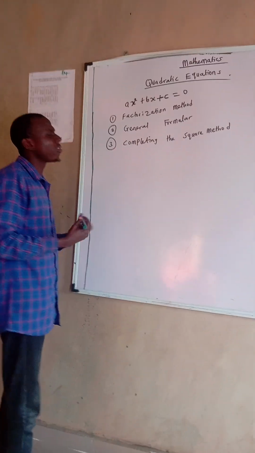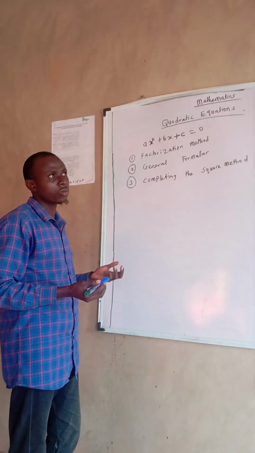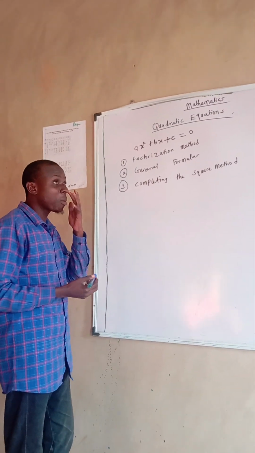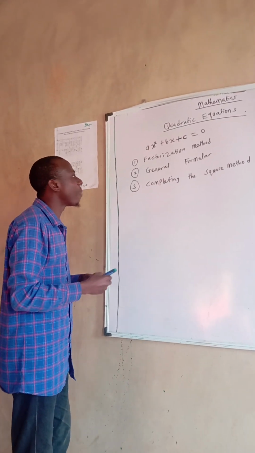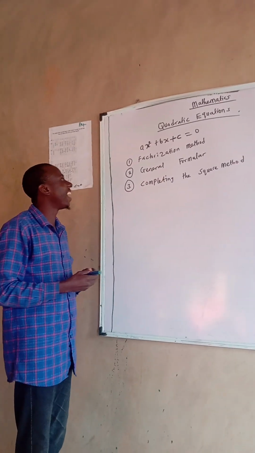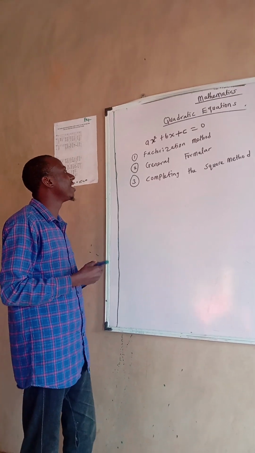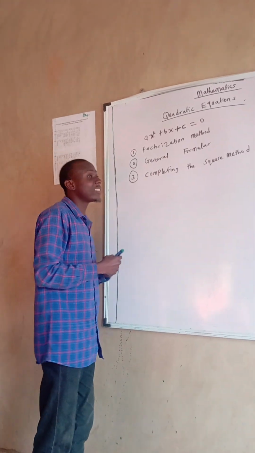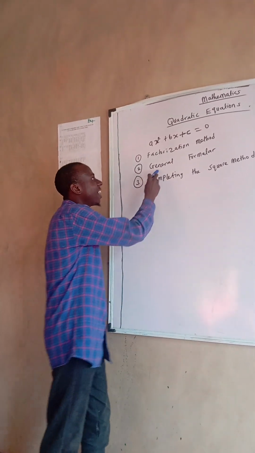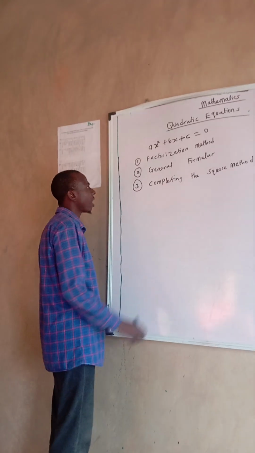When we say general formula, some people call it general method. It's the same. I remember when I was in secondary school, some of our mates used to say almighty formula. But later, we realized that there is nothing called almighty formula. We have it as general formula. So today we want to use the general formula.